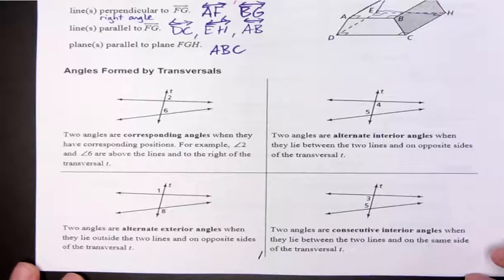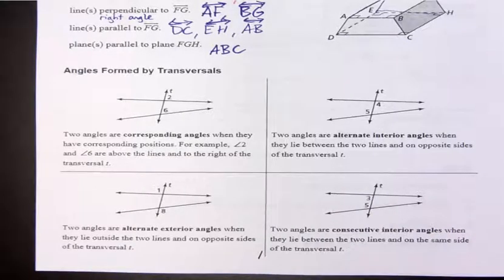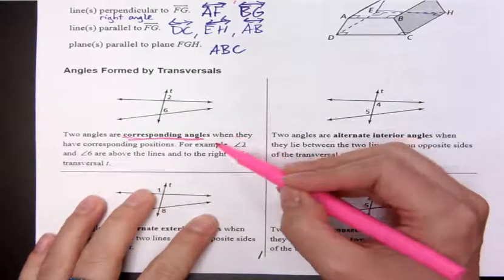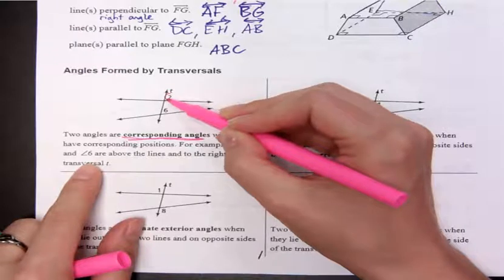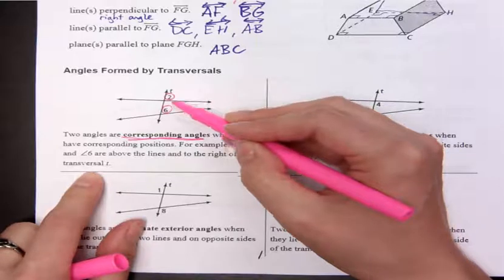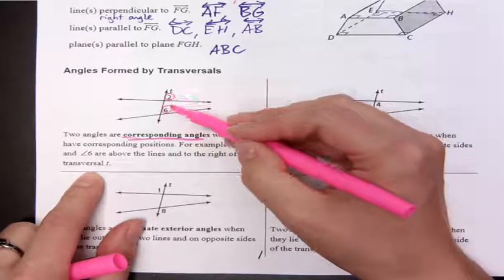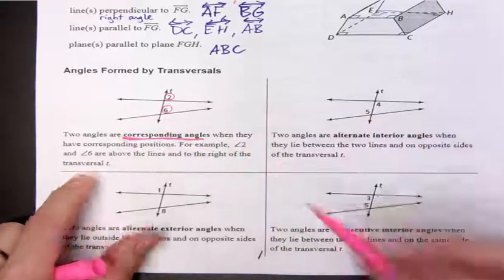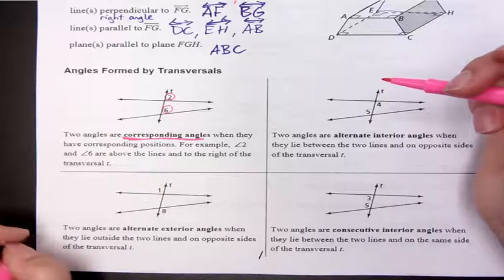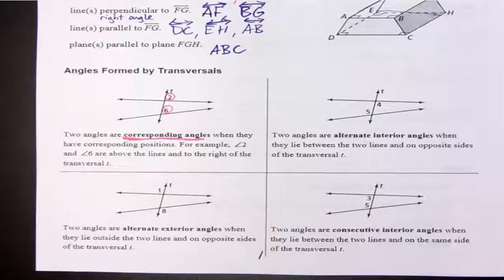All right, thank you. Okay, here's the new vocab you guys have to learn. They're pretty easy, but you just have to know what these are. So corresponding angles have corresponding positions. So angles 2 and 6 here, they're both above the lines that the transversal is crossing, and they're to the right side of the transversal. Pretty easy, right? So 2 and 6 are corresponding angles. So turn to the person next to you and say, corresponding means same position. Corresponding means same position. Or technically corresponding positions.